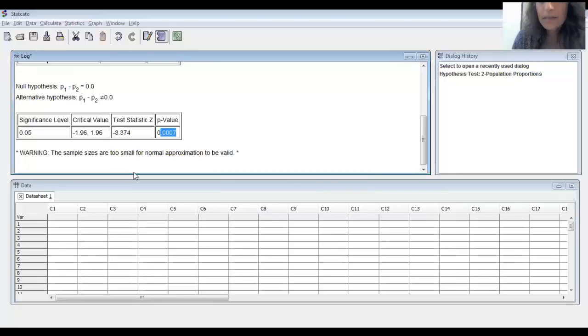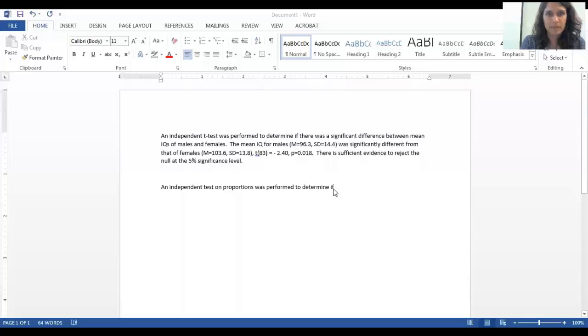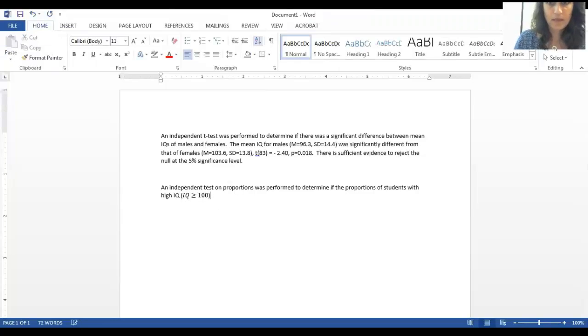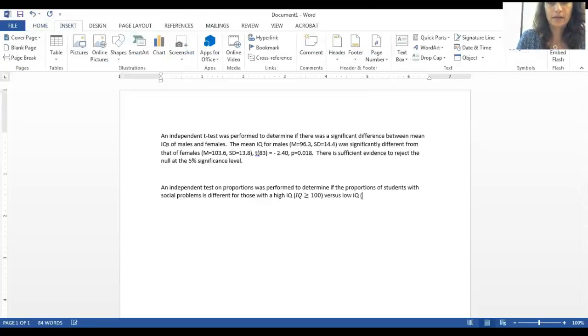Okay, so here is how I would write this. An independent test on proportions was performed to determine if the proportion of students with high IQs, and I'm going to write IQ is greater than or equal to 100, the proportion of students with social problems is different for those with a high IQ versus low IQ. And then again, I'll put that is IQ is less than 100.